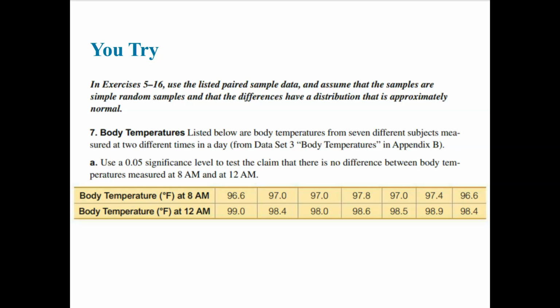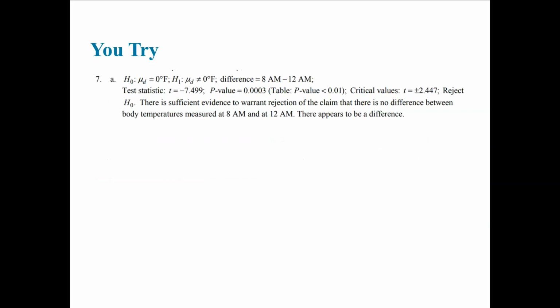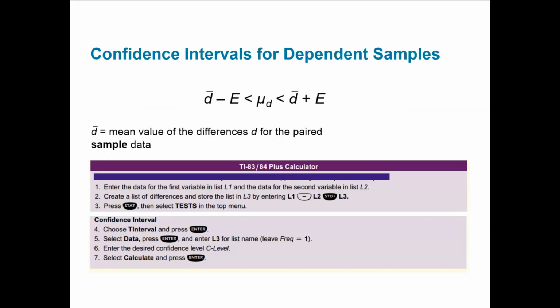So go ahead and give this one a try and press play when you're ready to see the solution. You can use the critical value method here. If you're really stuck on the p-value, go for it. It's good to try it. And there's the solution. Now, confidence intervals here, we're still going to use the calculator. We're still going to enter the data, and we're going to use the t-interval instead of the t-test.